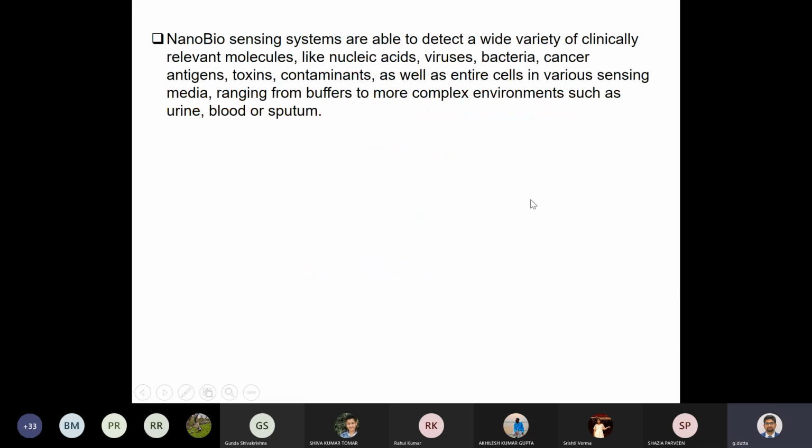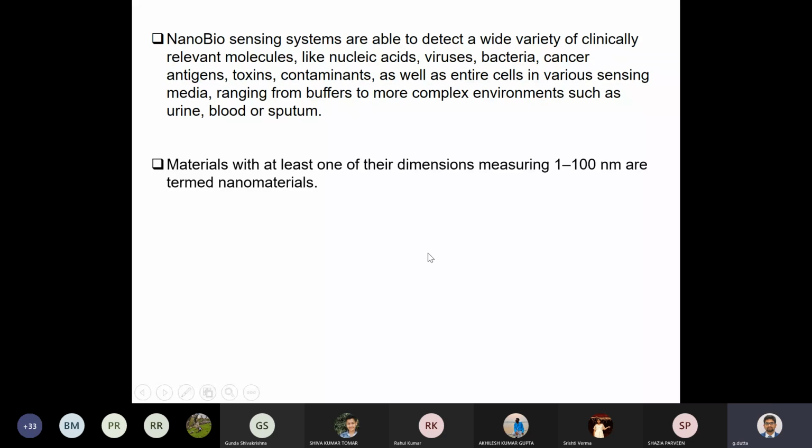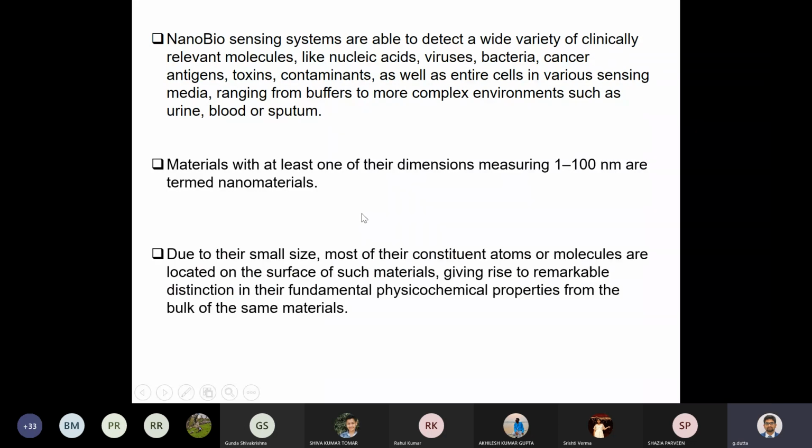So what are nanomaterials? They are in the nano dimension, with a size within 1 to 100 nanometers, and they can be useful because of their properties. Nanomaterial property is different from the bulk property because of the nano size, and due to the surface energy, their activity is also different. Due to the small size, what happens?